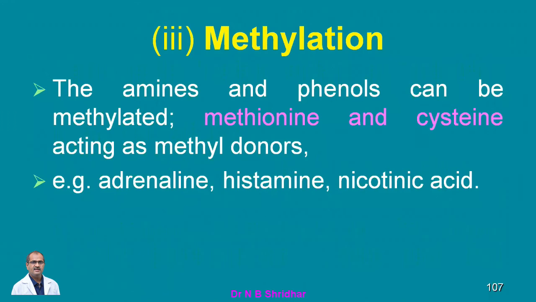is called methylation. The amines and phenols can be methylated, that means methionine and cysteine acting as methyl donors here. So for example, adrenaline: in presence of phenylethanolamine N-methyltransferase, methylation occurs and it is converted to the next metabolite. And histamine and nicotinic acid. These are the examples which undergo the methylation.